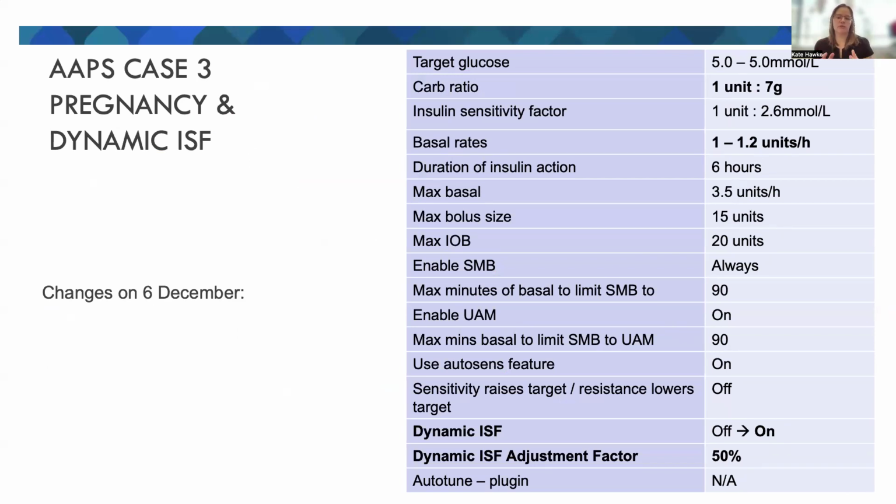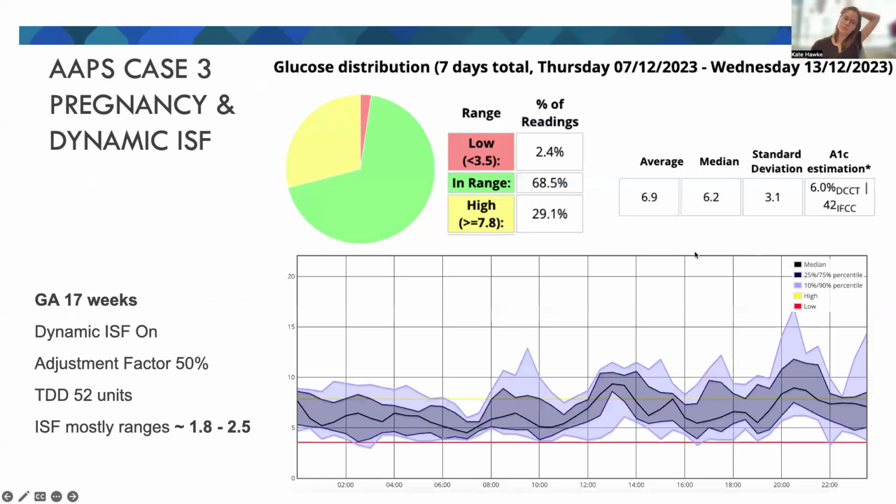And that was a conservative starting point because at this point, the ISF that we were using was not as strong as what a 100 rule would have called for. So her total daily dose is 52 units, and with dynamic ISF on, her ISF was typically ranging between 1.8 and 2.5 at this point.